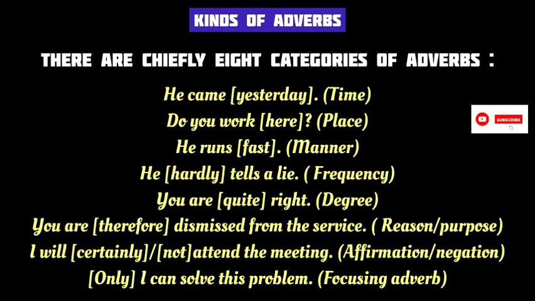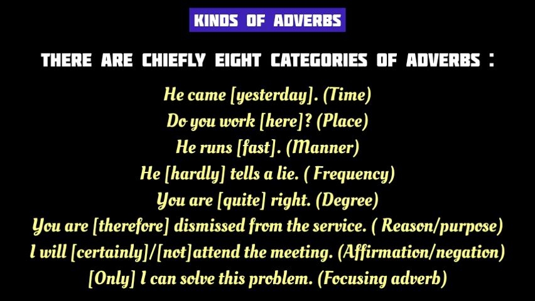In English grammar, there are 8 kinds of adverbs. In the first example, he came yesterday. Yesterday is an adverb of time because it tells us the time of his coming. Take the next example. Do you work here? In this sentence, here is an adverb of place. It refers to the place of an action, the place where you work.